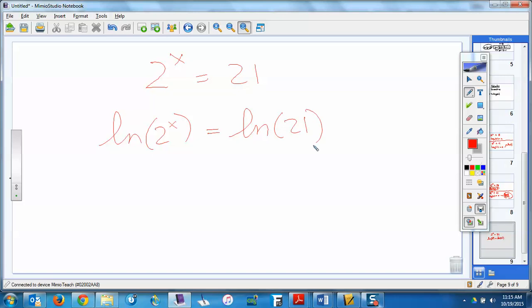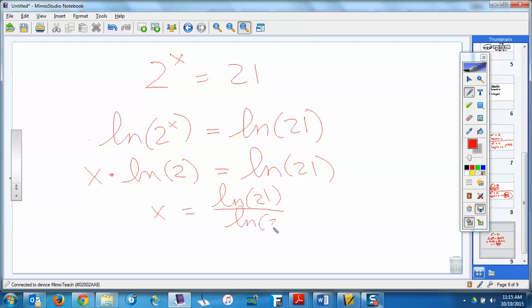Now, there was a log property that had to do with what goes on when there's a power inside of a log. You can bring it down in front and multiply it. And that rule right there is why logs are so nice when we're trying to solve an exponential. Because the problem is the exponent's up there in the power. How do we get it out of there? Well, here's how. You do the log of both sides. You can bring the x down in front. Now we just divide by ln 2. So we get x equals ln 21 over ln 2, which is the same answer we just had a minute ago.